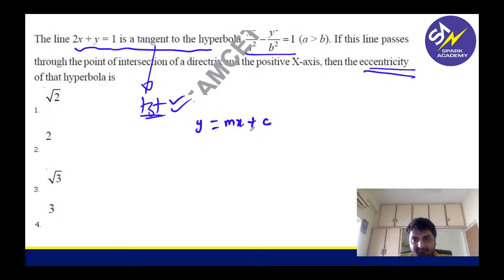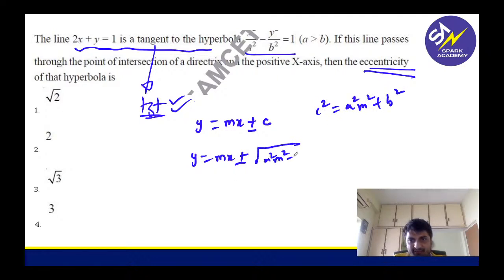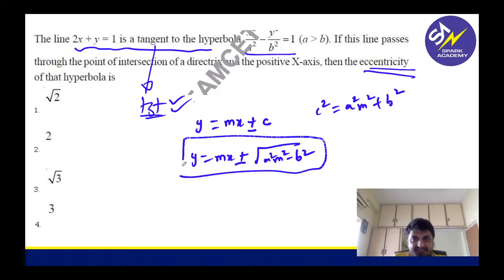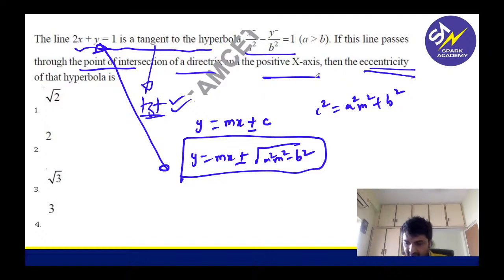Mx plus c, plus or minus c you will get. Or in other words, you remember for the ellipse it is c square equals a square m square plus b square. For this I will take it as a square m square minus b square, right? This is my equation of tangent. Correct? So if I compare, I will get this. This you compare directly with this. A and B as it is. So if you do this, and what else is given? Point of intersection of directrix and positive x-axis. That means what?